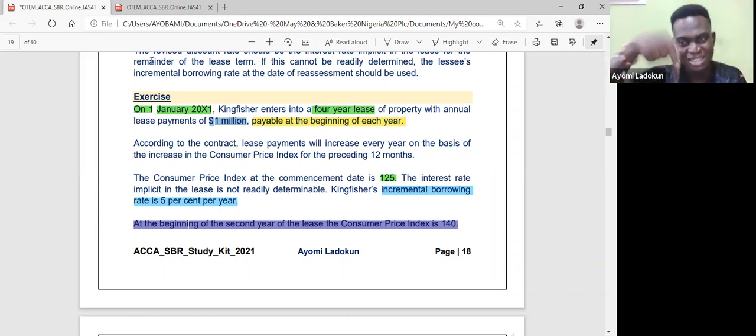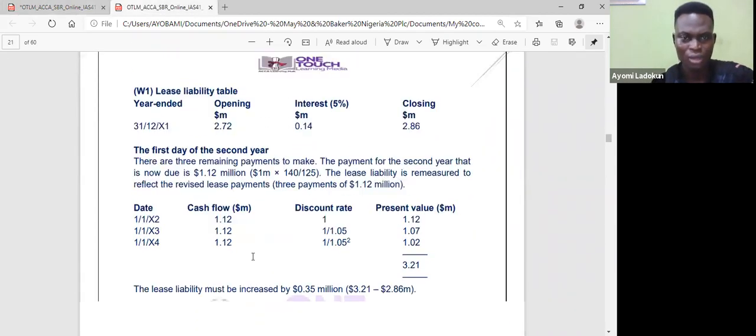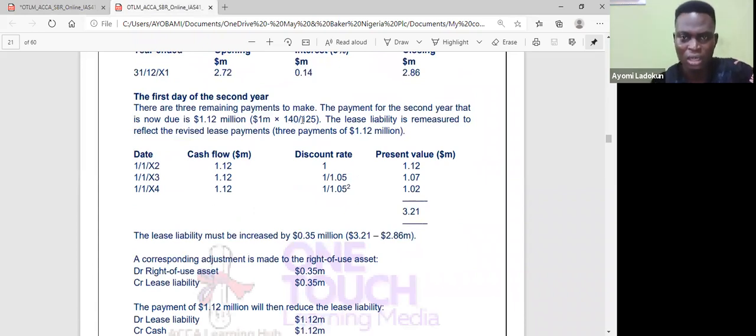I will not discount again to present value. So let me see that. Okay. Can you see now? So this is what I was saying. Can you see? New year over base year. That's what you just do. Multiply by 1 million so that you can have 1.12. So I am at the beginning of year 2. Remember, I'm at the beginning of year 2. So at the beginning of year 2, I would have paid this figure now. That's my cash flows. So I can't discount it again because that's the present value. So that's why you have it here as 1. The discount will be 1. So that's why you have 1.12.